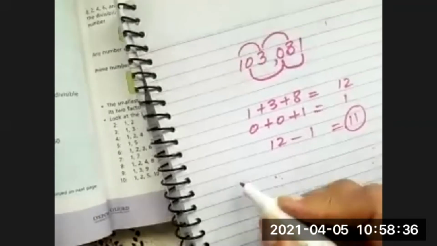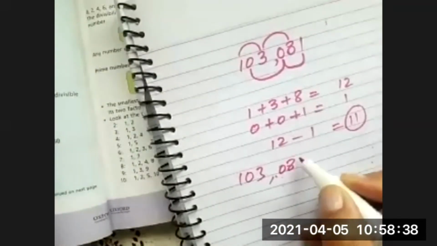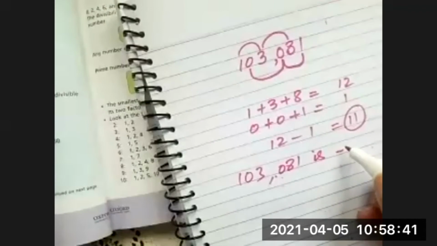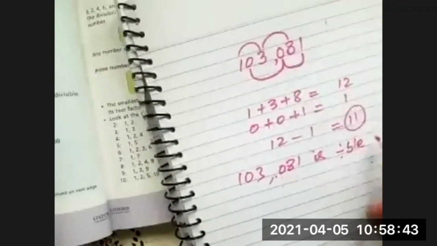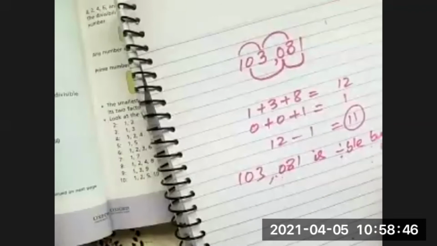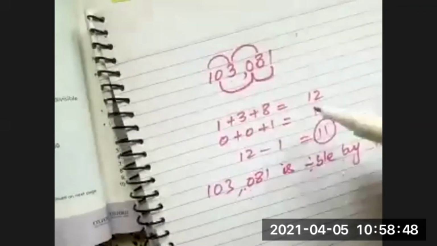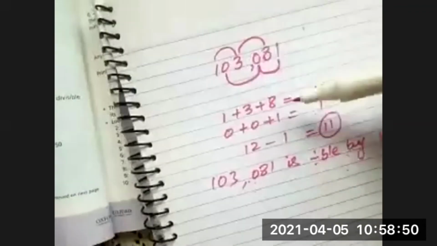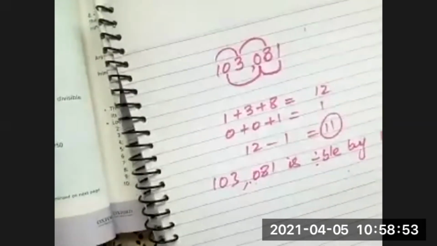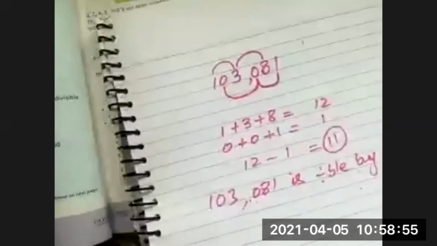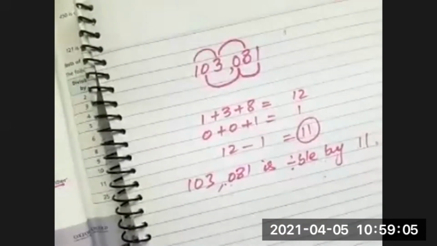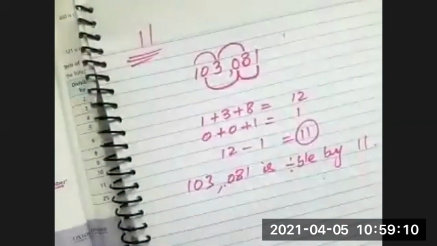Now you can say that 103,081 is divisible by 11, because the difference of the sums of alternate digits is 11. If the difference of the sums of digits is 11 or 0, you will say that the number is divisible by 11. This is the rule of 11.